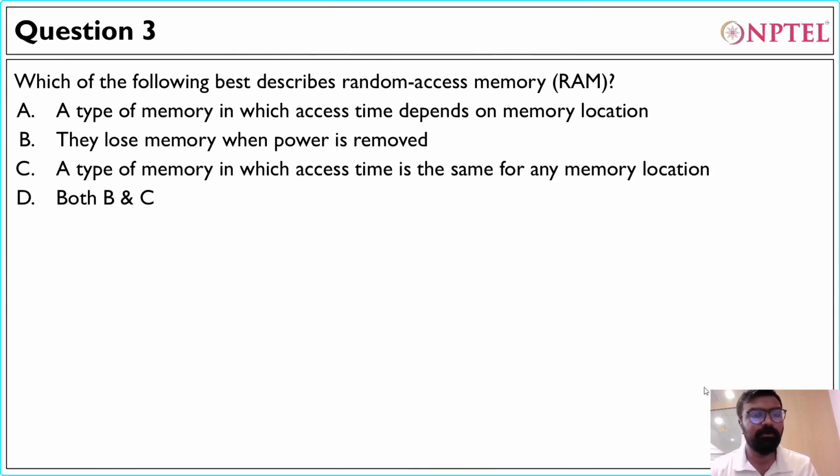The second option is that they lose memory when power is removed. This statement is correct. In the caches, the on-chip memory or the random access memory, all of these three are the same thing. If you remove the power, the data is lost, right? This option is correct for that. The third option is a type of memory in which access time is the same for any memory location. So this I have already discussed, right? It is contradictory to statement A. So statement C is also correct. The correct option for this will be both B and C. Right, so this will be the correct option.